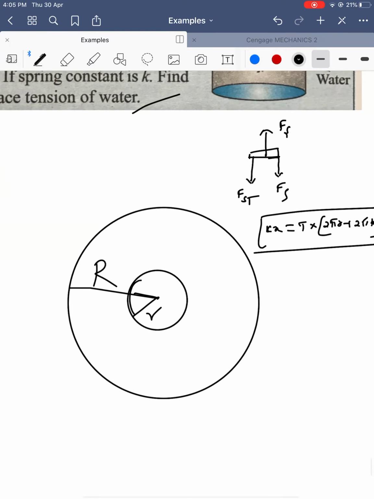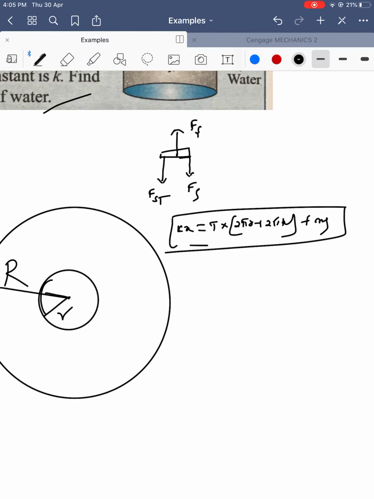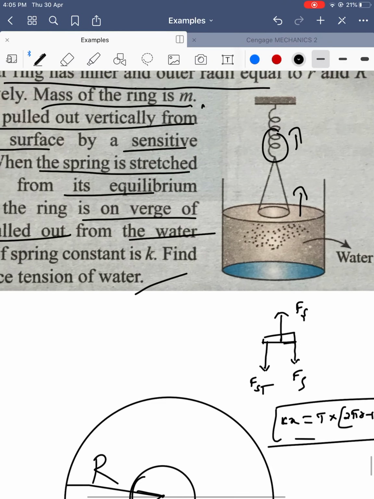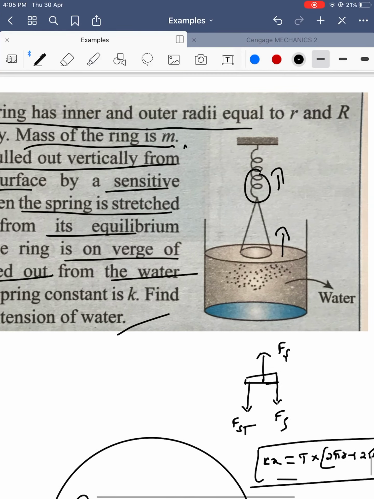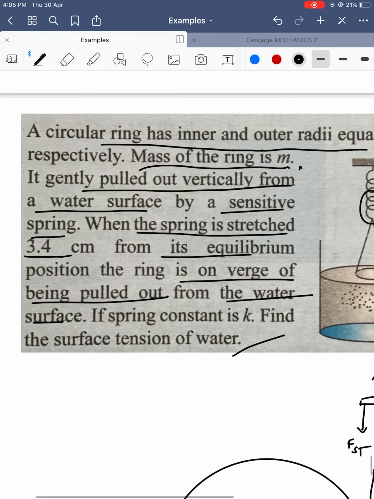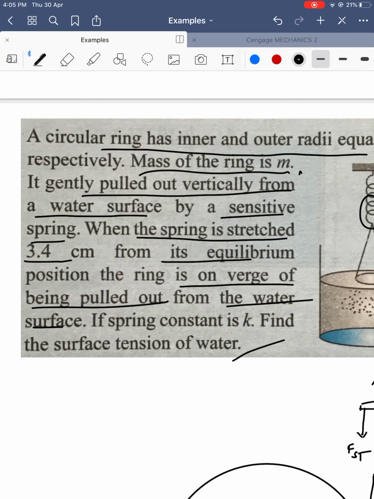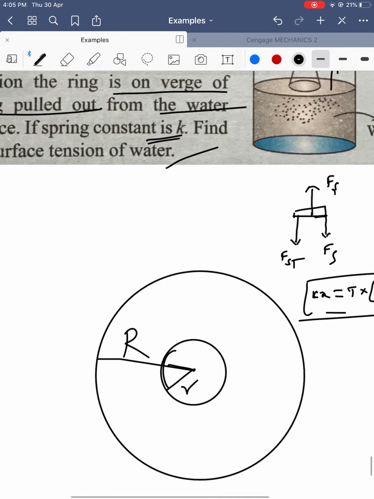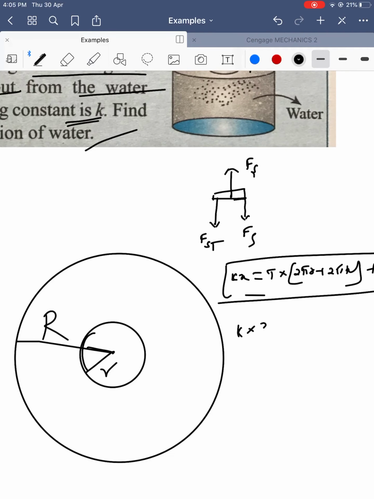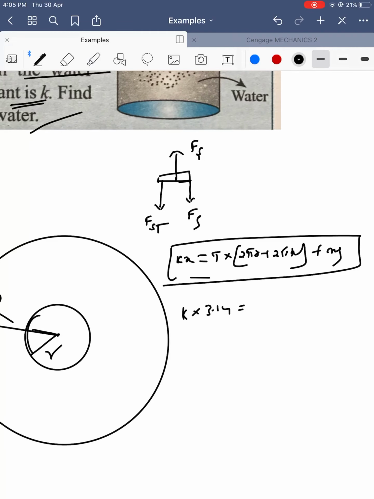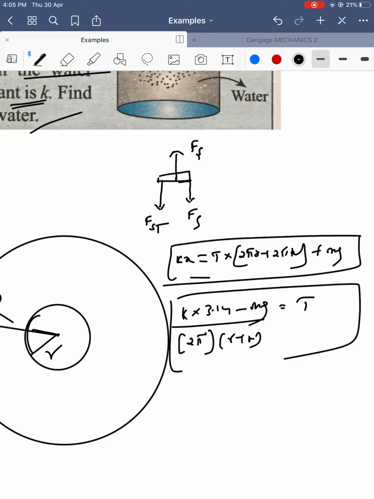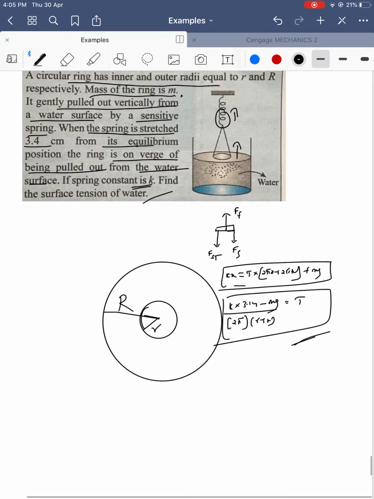Now what is he asking? Find the surface tension of water. Just substitute the values. What is the value of k given? K is not given, but the spring is stretched, so he just gave x. K into 3.14 minus mg is equal to T into 2 pi, and taking the common factor out, small r plus capital R. So this is how we get the surface tension.